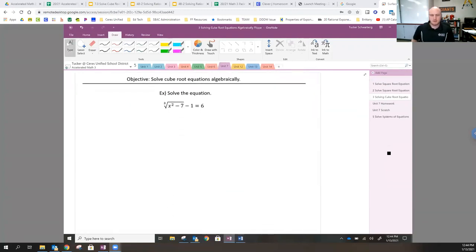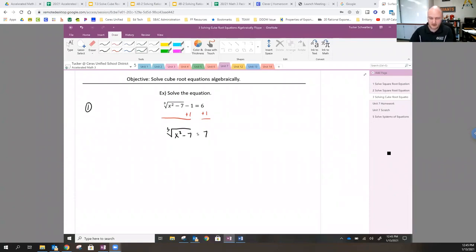All right. Another example. Here we go. The last, but not the least. We want to solve this equation. I have the cubic root of x squared minus 7, minus 1 equals 6. So I'll go ahead, step 1, isolate. I'll add 1 to each side. Got to isolate the radical. These problems are radical. Cubic root of x squared minus 7 is equal to 7.